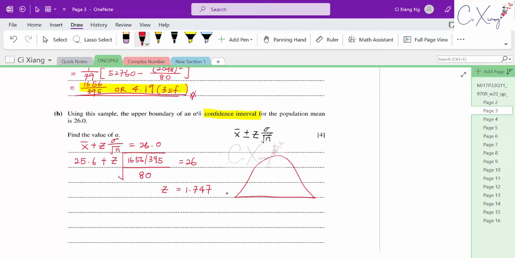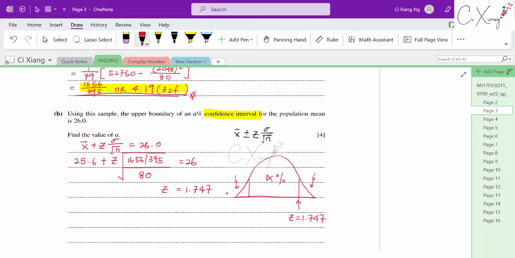When we want to find the confidence interval, basically they are symmetric, with the confidence level in the center. So this is my alpha percent, which is my confidence level. These two sides are the areas that we don't want. So z equals 1.747 actually means this value.